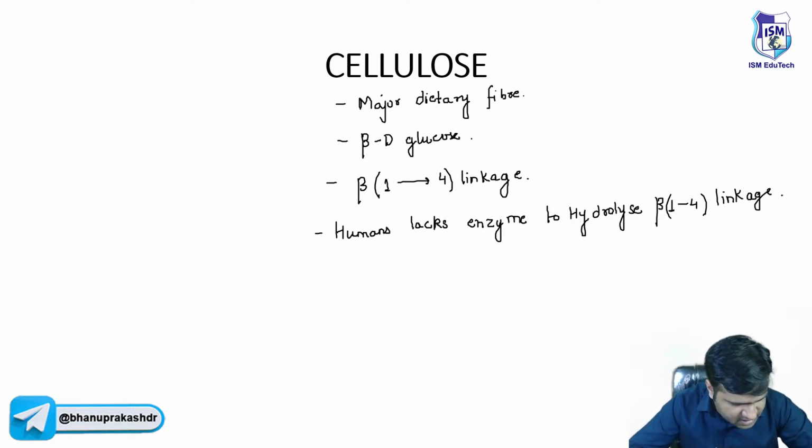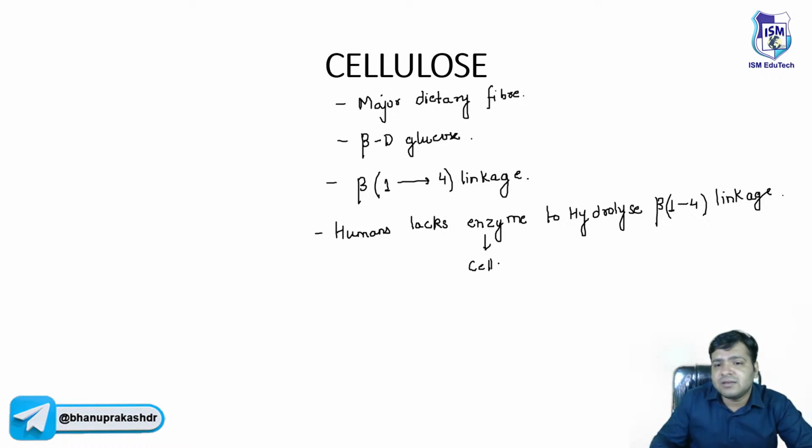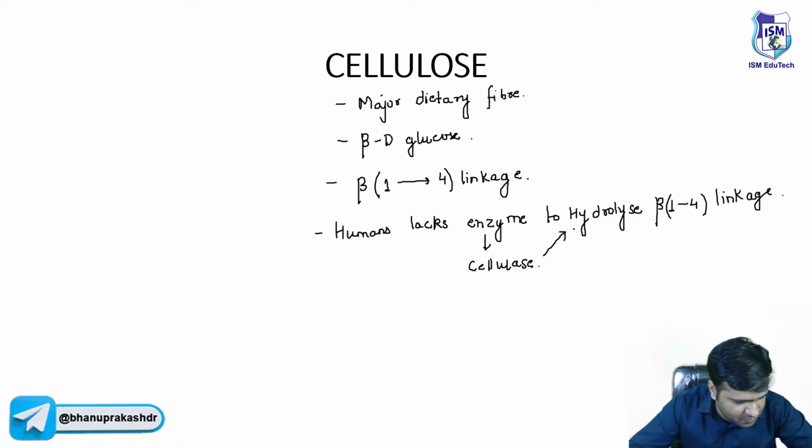That's why we cannot eat it; we are not cows and buffaloes. If I'm talking about the enzyme, it is the cellulase, as rightly said by Kriti. Yes, it is the cellulase which is deficient in our body. So this enzyme helps to hydrolyze this bond, but unfortunately we don't have this enzyme in our body, and that is the reason why it is not digestible in our body. Okay, so that was about the cellulose.